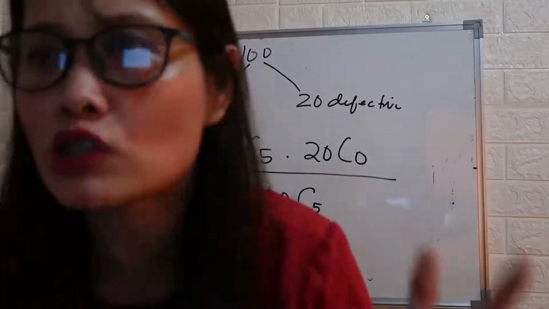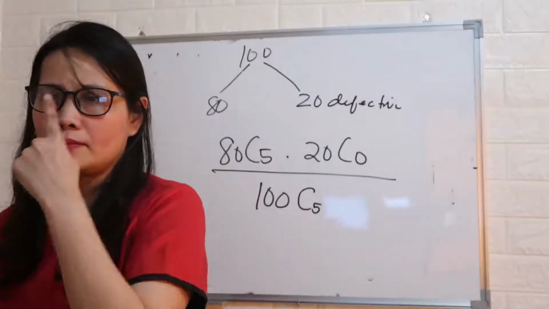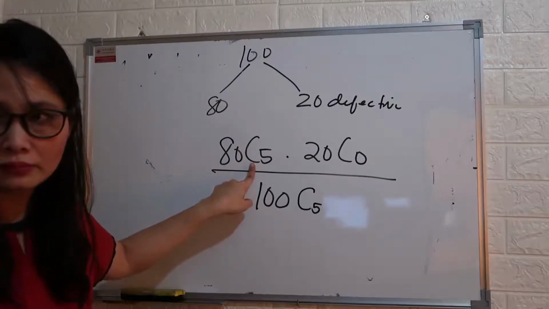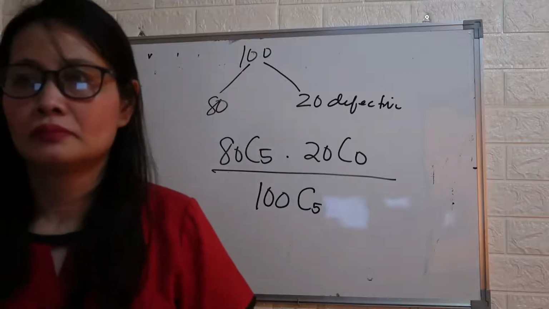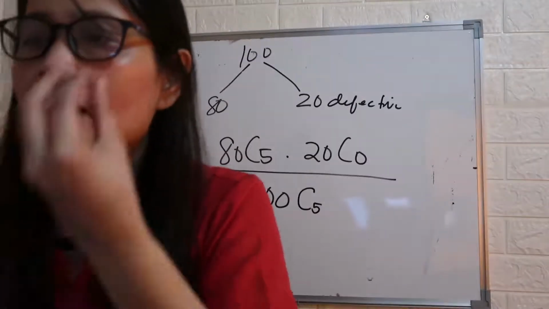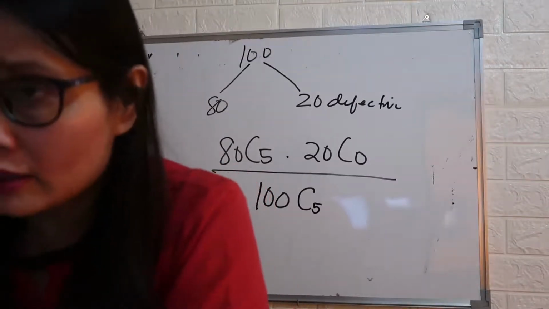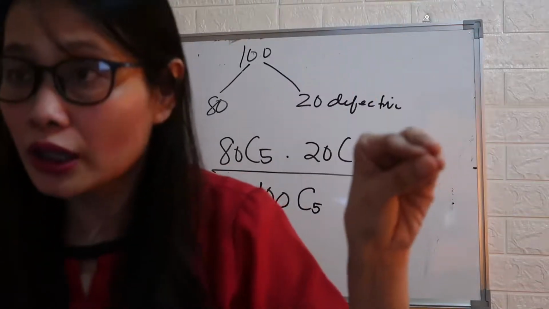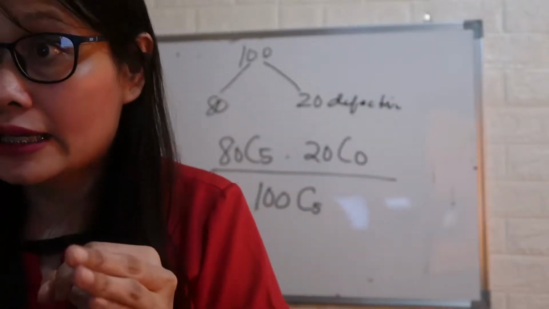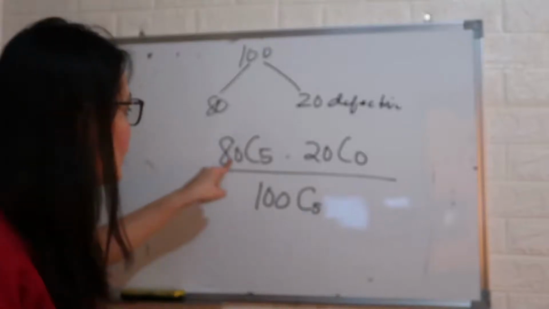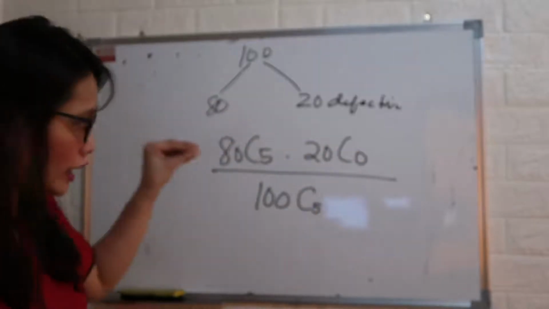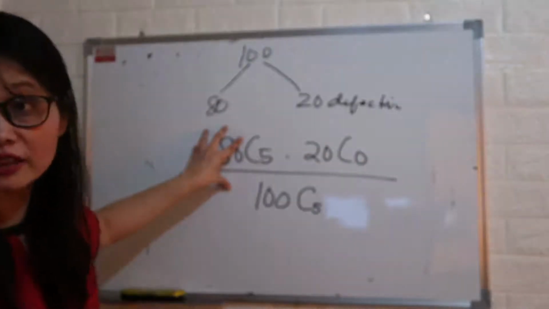Why is it 80 taken 5? What's the reason behind that? What is 80 taken 5? It means the 5 chosen light bulbs need to be selected from the accepted bulbs, the ones that are not defective. How many is that? There are 80 which are not defective. So that would be 80 taken 5. The random 5 light bulbs need to be taken from the 80 light bulbs which are not defective.